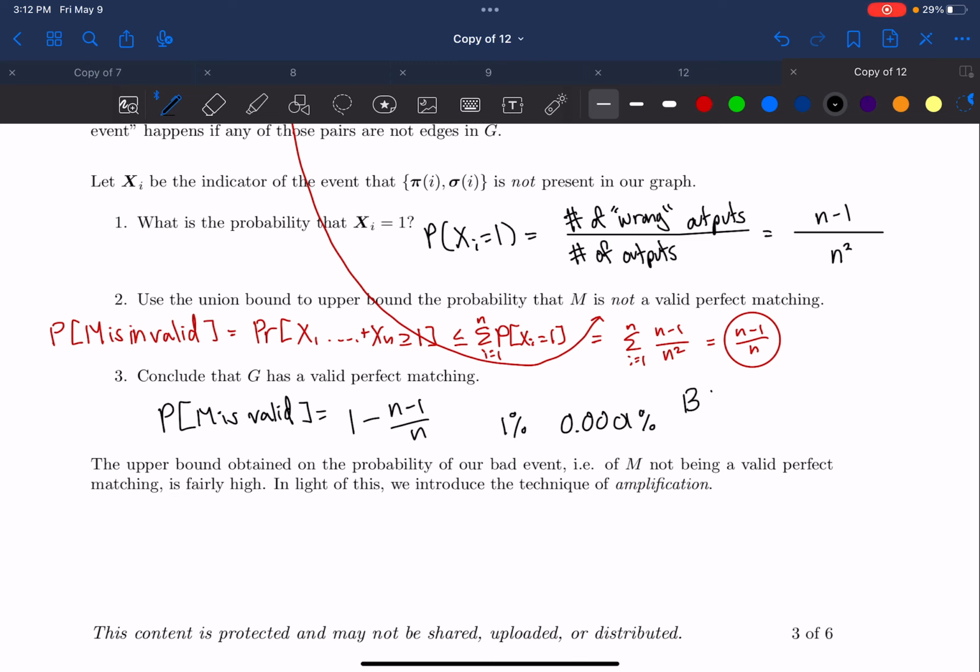So because the probability of success is greater than 0, then all G have a perfect matching.